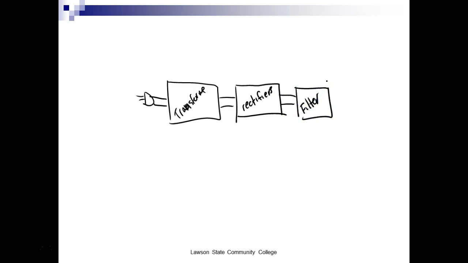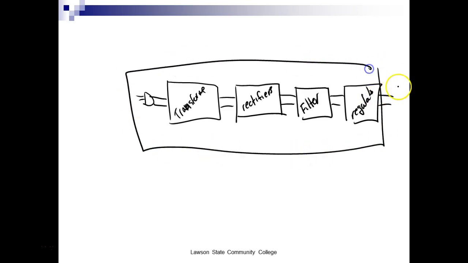This is still the power supply. We're still working on a DC power supply, right? You understand? What does the filter do? It turns pulsating DC into unregulated DC, right? And then what are we working on now? We're working on the regulator. And then that's my power supply. So this is my power supply.